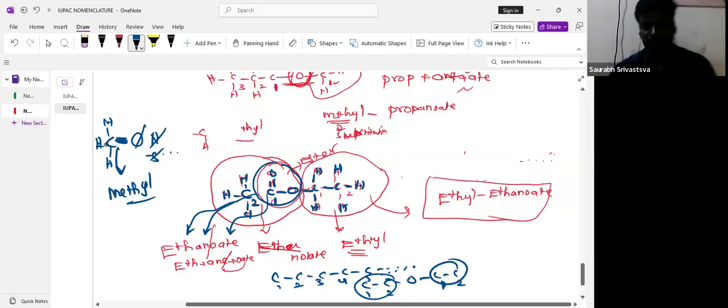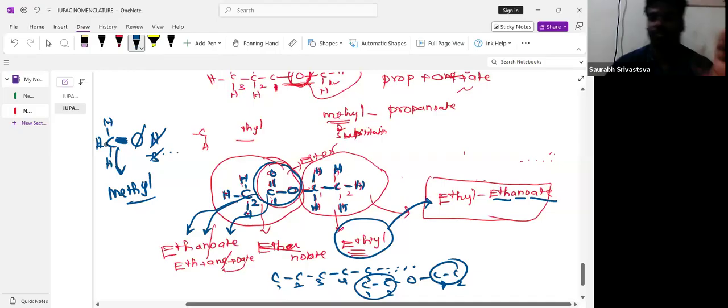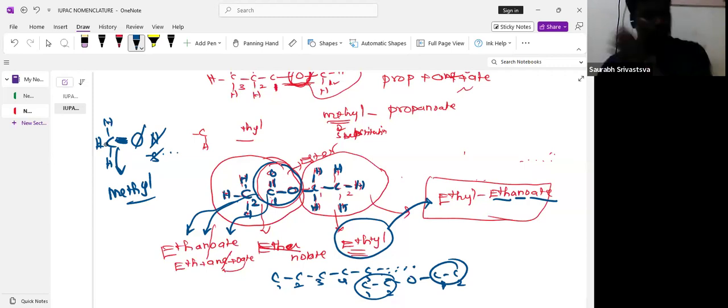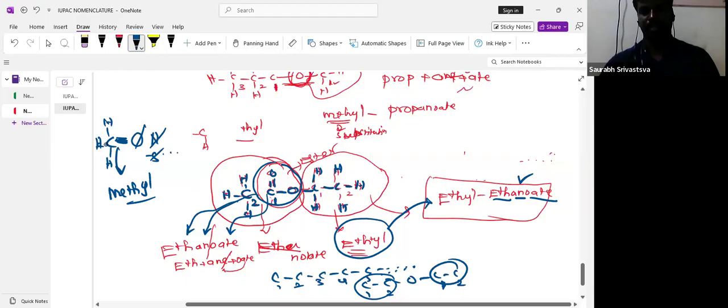Okay. So now this ethyl you are going to write as a secondary prefix. Again you are going to write eth as the root word, ANE as a saturated compound, and OATE as the suffix. Some examples will say ATE, and here they are giving OATE. Okay, so this one is the name of the compound. Clear, sir?